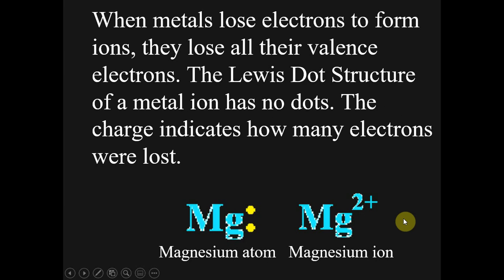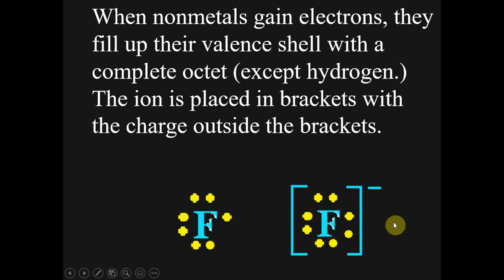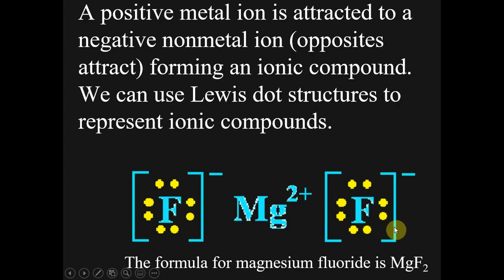And I already mentioned when an atom loses electrons and becomes a positive ion, we show that in this fashion. And when an atom gains an electron, becoming an anion, we show that in this fashion. Ionic compounds are shown in this form, although you could write it with just this right half and then put a subscript outside the fluorine. That's an acceptable method as well.